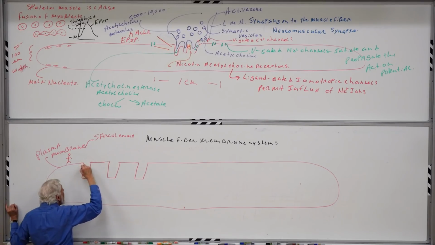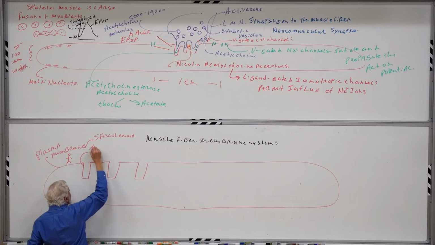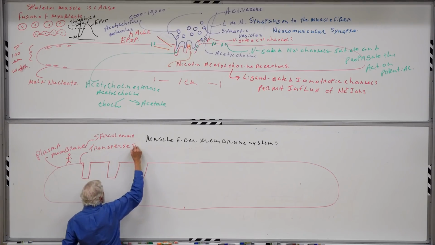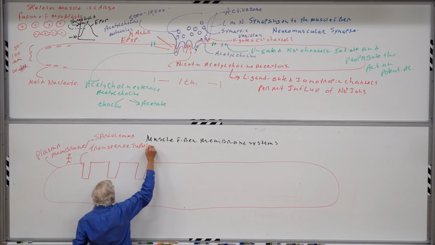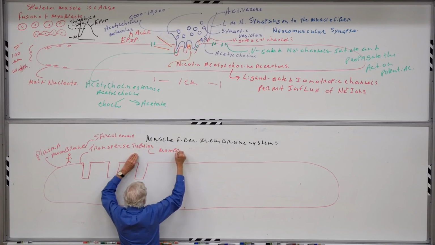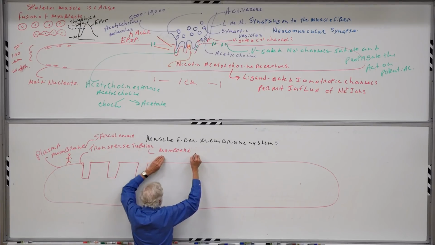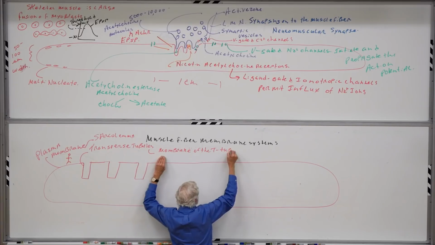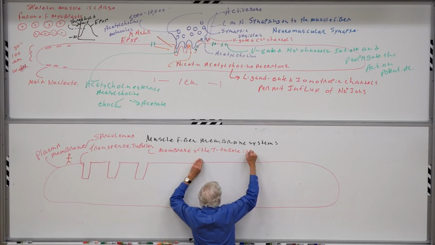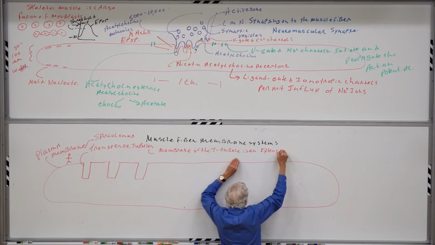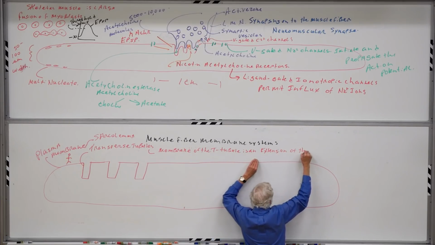What I'm trying to say here is these structures known as transverse tubules, that the membrane, the phospholipid bilayer of the T tubule, is an extension of the plasma membrane.